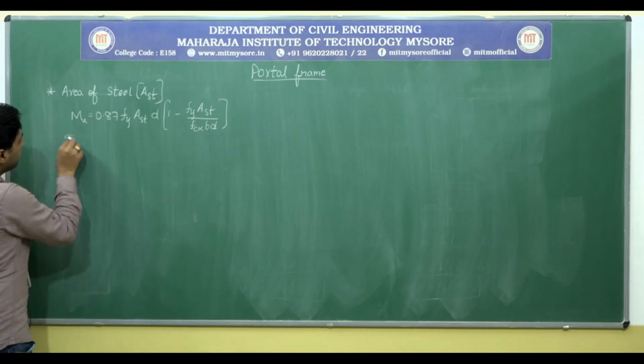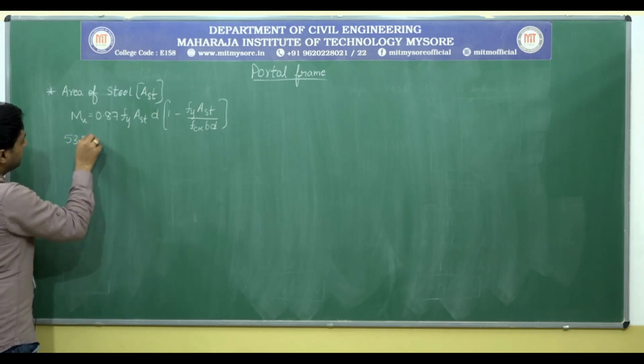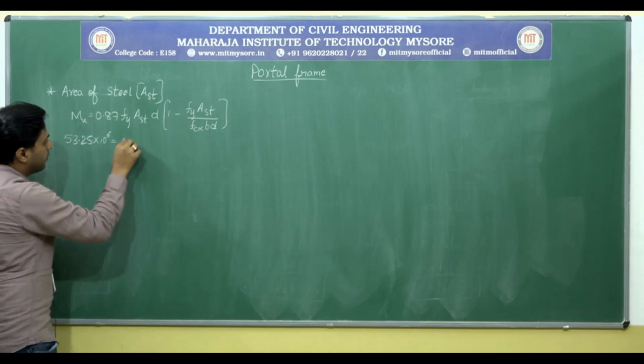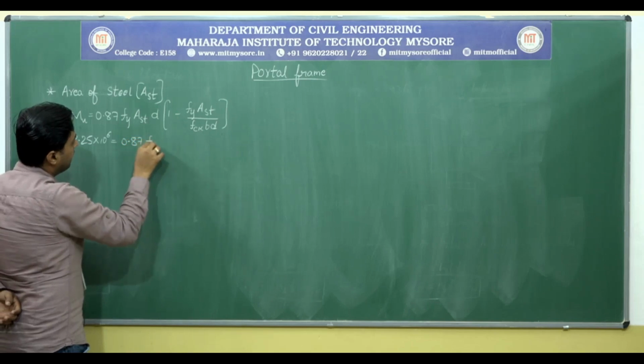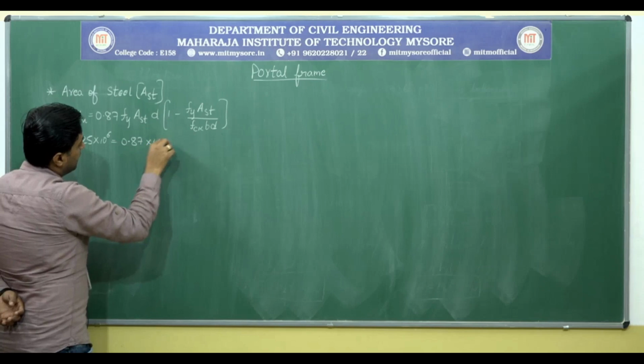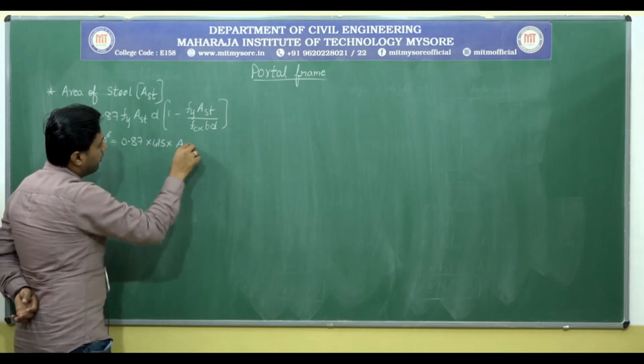It's 53.25 kilonewton meter. I will be converting that into Newton mm is equal to 0.87 Fy AST. Fy I know it, it's 415. AST only I am in need of.